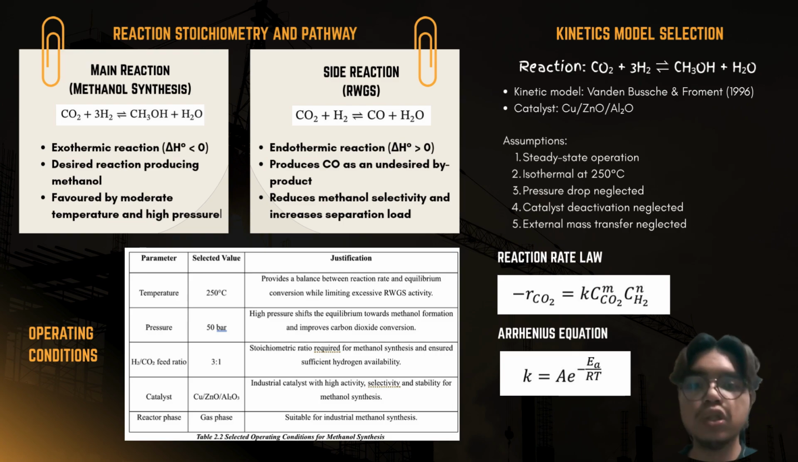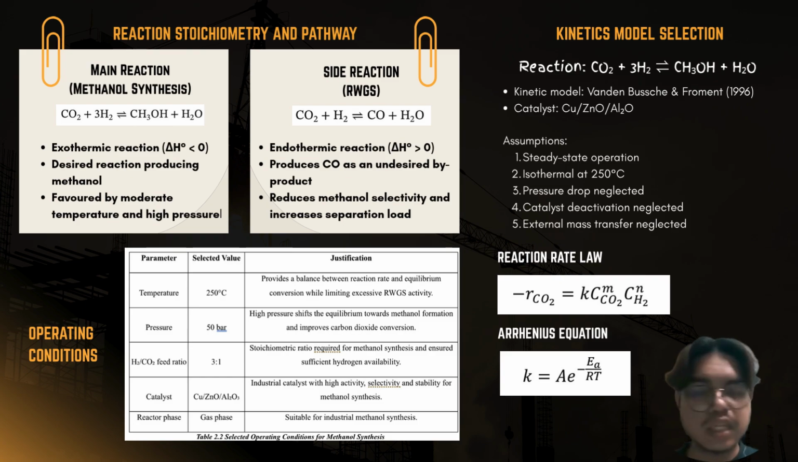So in order to optimize our yield, we establish operating conditions of 250 degrees C and a pressure of 50 bar. This temperature provides a balance by limiting the side reactions, while also the high pressure drives the equilibrium towards the methanol formation. And for the gas feed, we feed the gas at a 3 to 1 stoichiometric ratio of hydrogen to carbon dioxide.